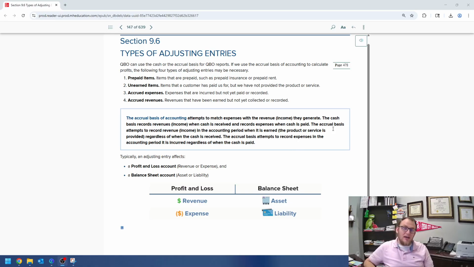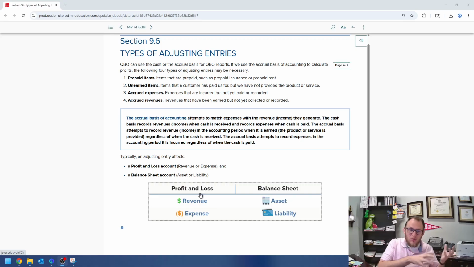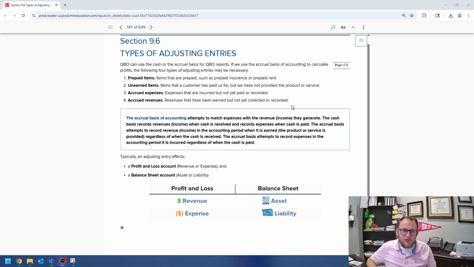And a lot of times our entries are going to affect both a balance sheet account and a profit and loss account. And so you can see this little chart here where sometimes it'll be the asset and revenue, or asset and expense, or the liabilities and revenues, or the expense and the liabilities. So really in our adjusting entries, we're going to be, for the most part, affecting both the balance sheet and the profit and loss. So here in a minute, we're going to dive into each one of these types of adjusting entries.